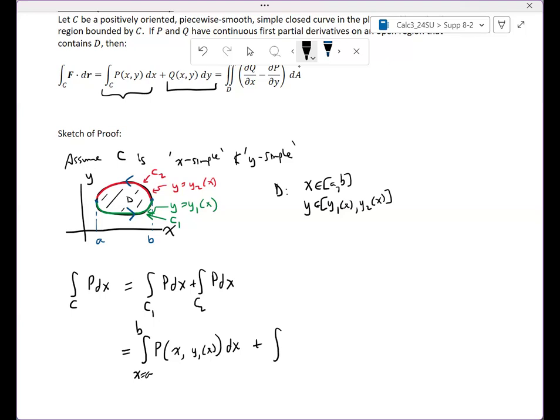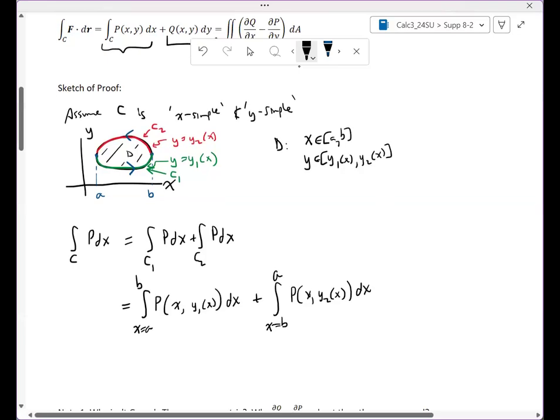This is the integral. Now here I'm going from right to left, so this is x equals from b to a of what? P of x comma y2 of x dx. Same idea as the first integral.